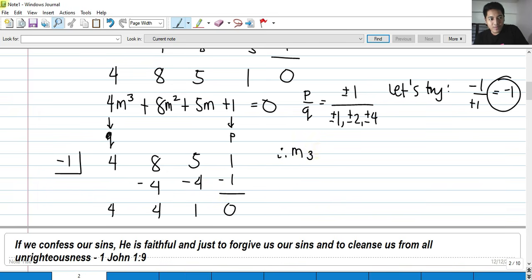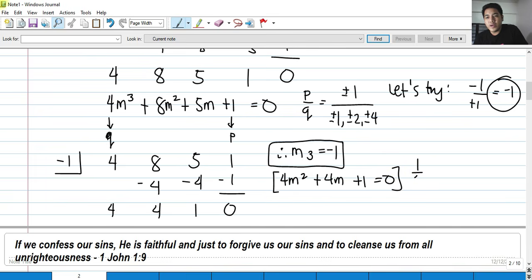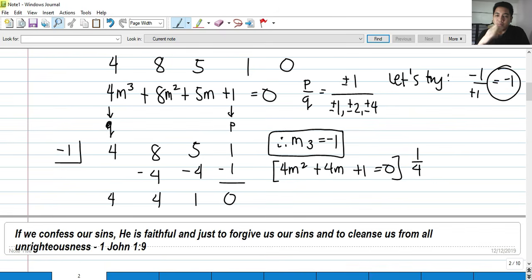Okay? Our m sub 3 is now negative 1. Therefore, our equation, if this is q a while ago, this would be the coefficient of m squared. So we have 4m squared because of this, plus 4m because of this, plus 1 is equal to 0. Now, this is easy to factor since this is only square. So we can divide this whole equation by 4. So we will be having m squared plus m plus 1 over 4 is equal to 0.